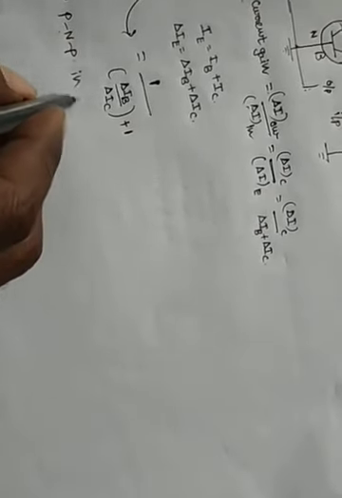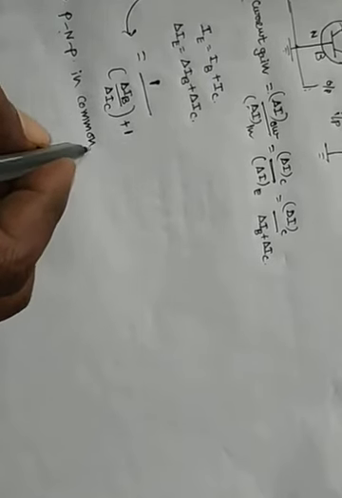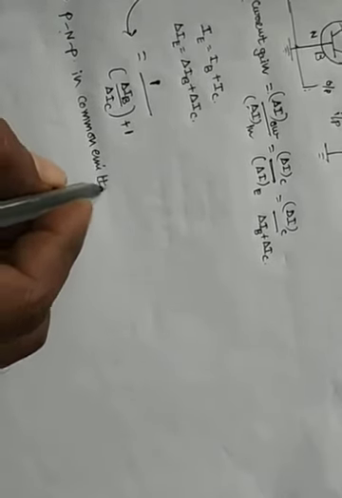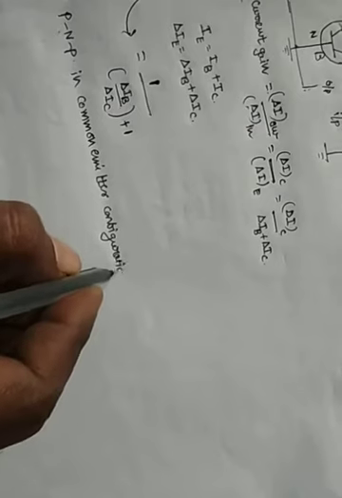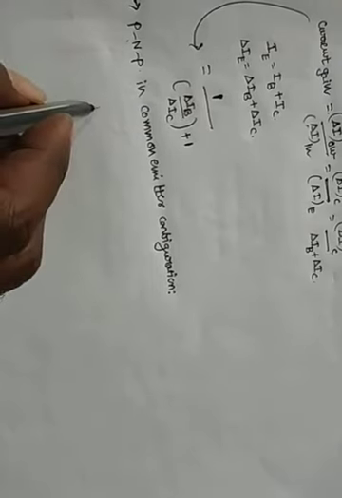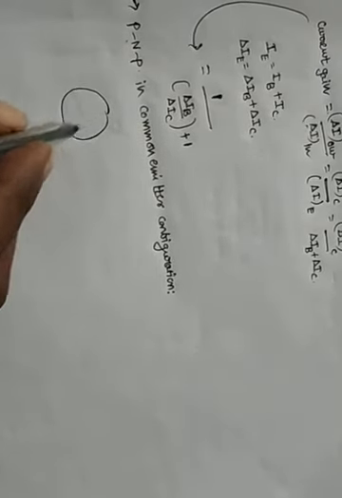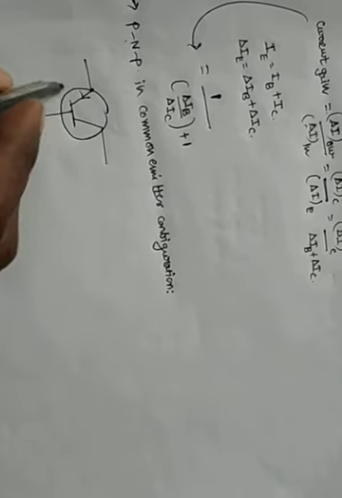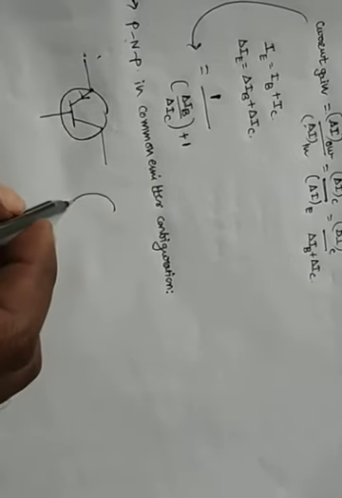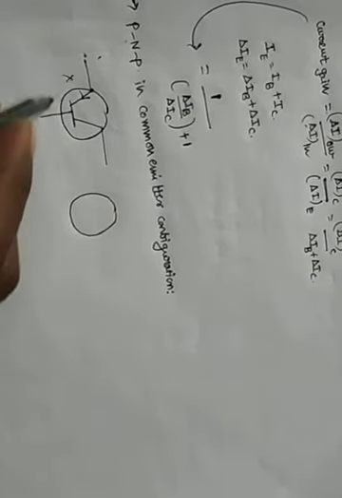Next one, PNP transistor in common emitter configuration. PNP transistor in common emitter configuration. Okay, now take it like this. This is wrong.